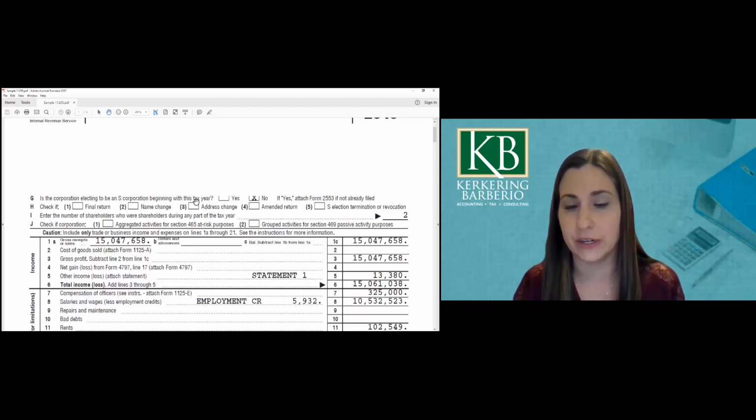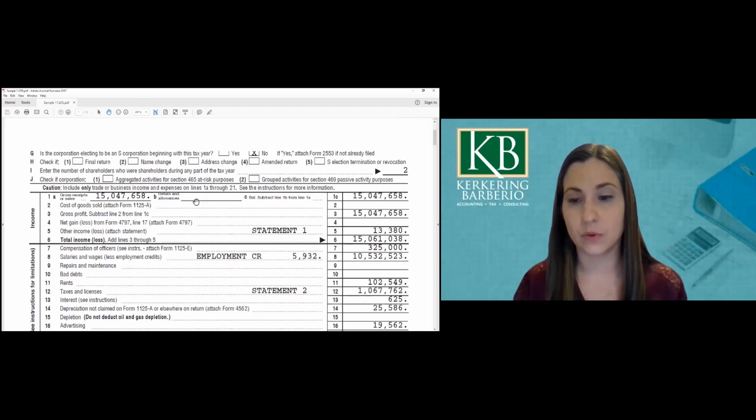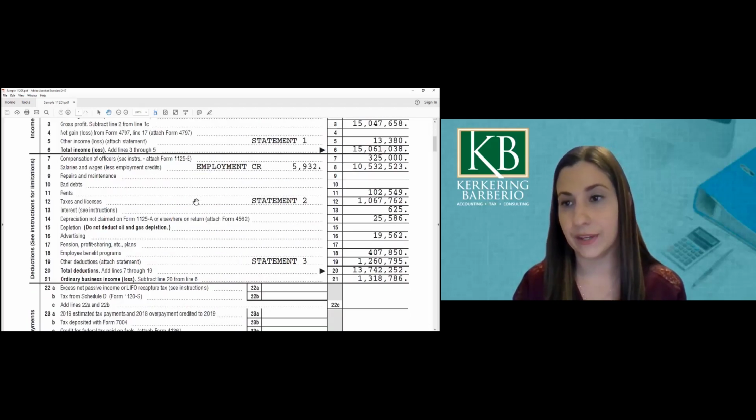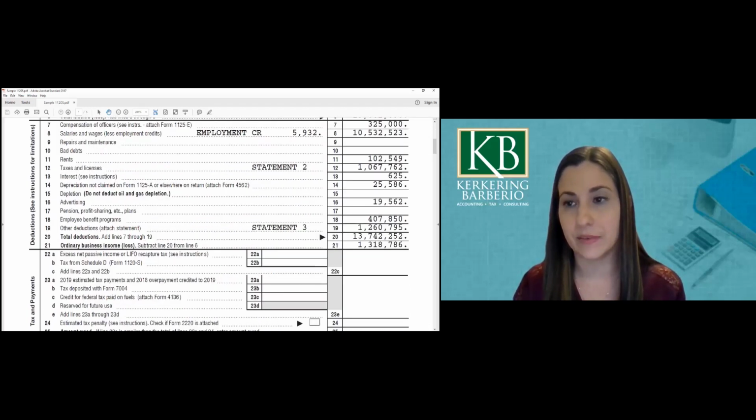So the first page here is your P&L report. Essentially, it has your gross receipts, sales, cost of goods sold, and regular operating expenses, giving us our taxable income figure.